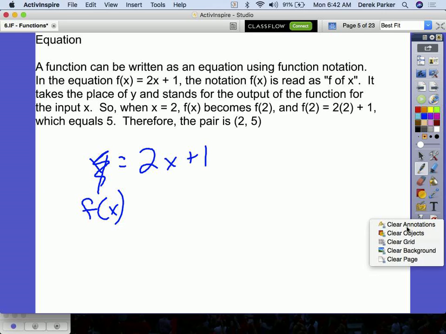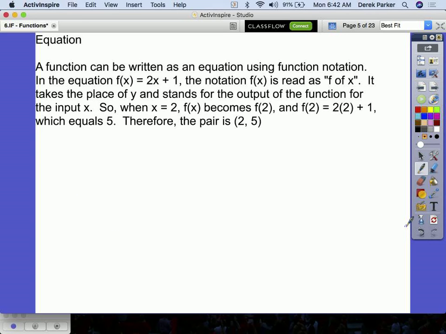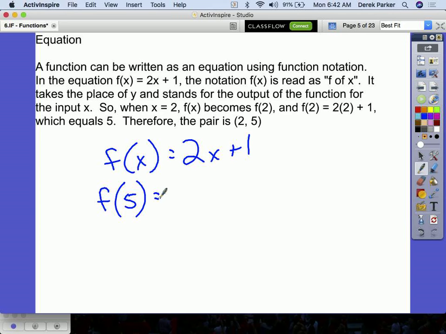Now let's dive into that a little bit more. So if I have f of x equals 2x plus 1, and now let's say I change this to f of 5 equals, what that means is this. That 5 is going to be plugged in as x. So that's going to be 2 times 5 plus 1. That's all it means. You take that number that is in the parentheses and plug it into the x value.